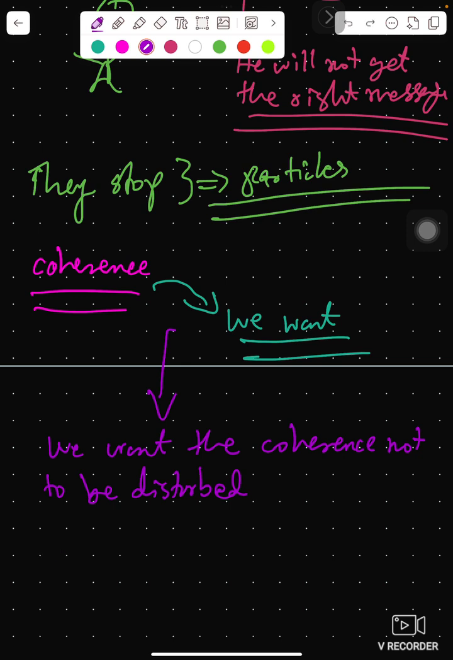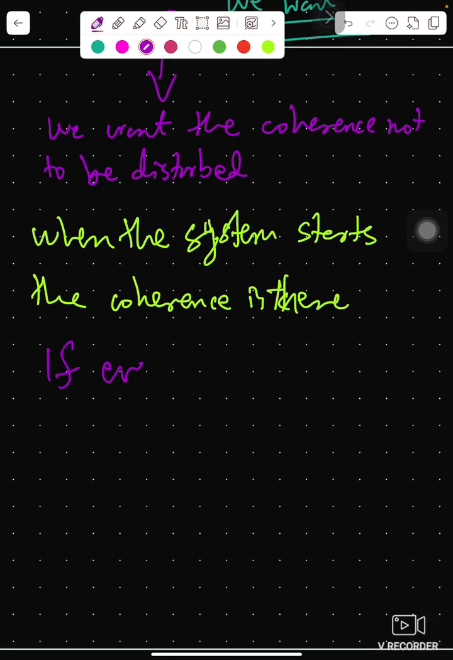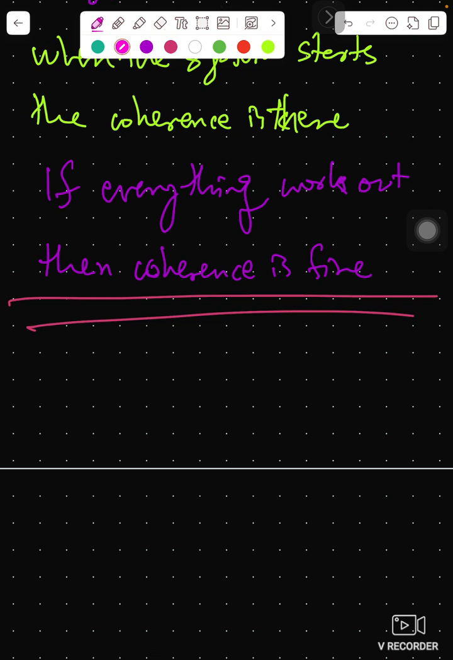So when the system starts, the coherence is there. Okay, if everything works out, then coherence is fine. I mean, it's working. There's no decoherence, and we get the desired answer.